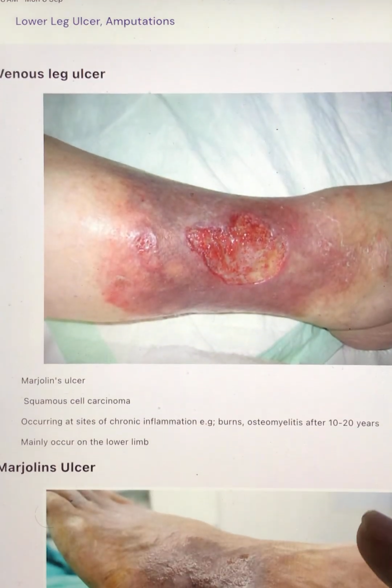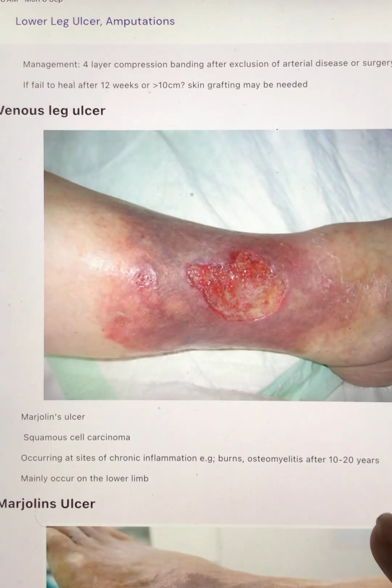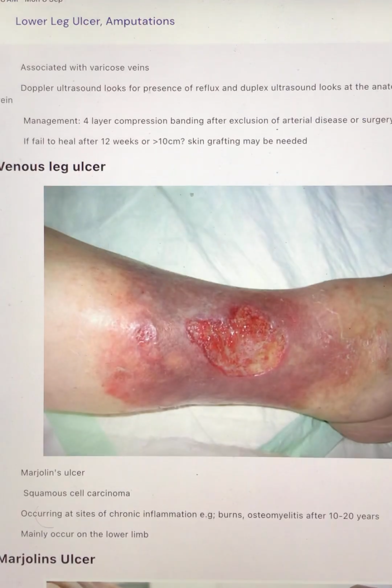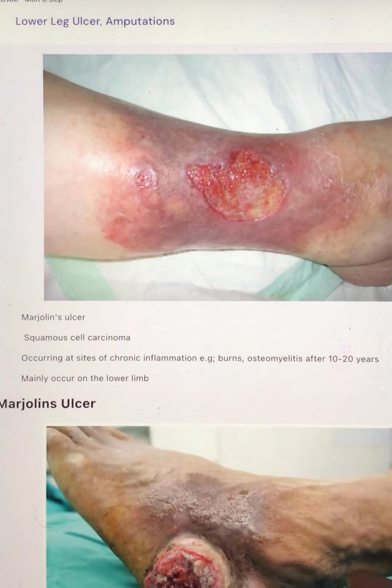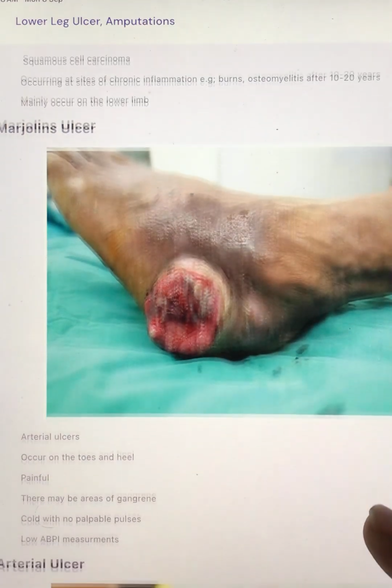Venous ulcers: marginal squamous cell carcinoma. What are the complications that may occur in venous ulcers? Squamous cell carcinoma can occur at the site of chronic inflammation. It may occur marginally, which is the malignancy.